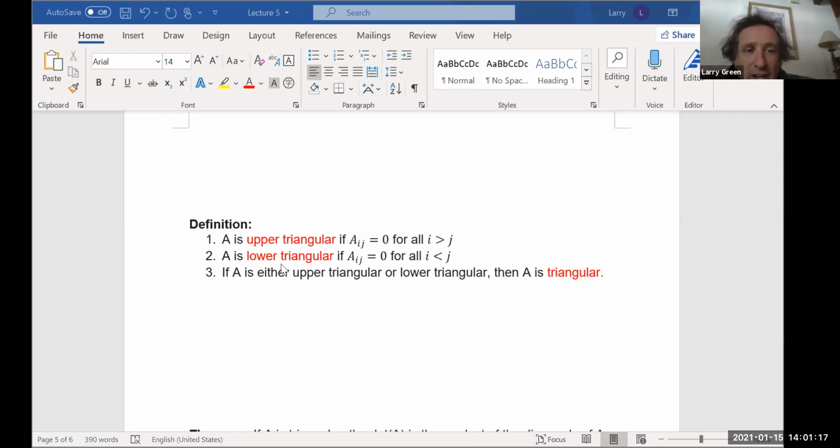And A is called lower triangular if aij equals 0 for i less than j. So that means the upper part is all zeros. And if A is either upper triangular or lower triangular, in general, we just say A is triangular. Any questions on this definition? Nothing too fancy about it. Okay, and the reason, if you have one, it looks like a triangle. That's why it's called triangular. Okay, now comes the big theorem.